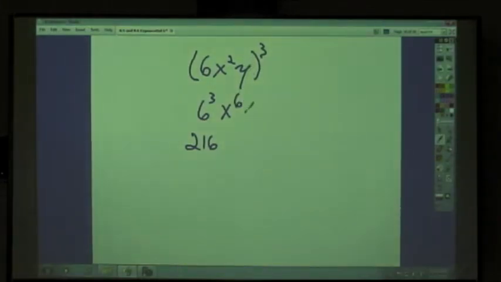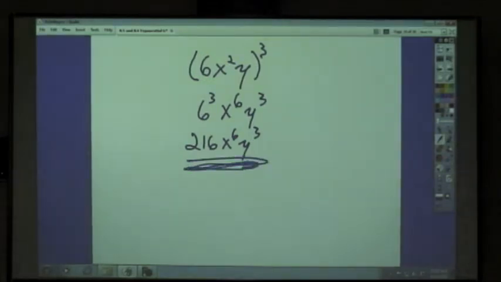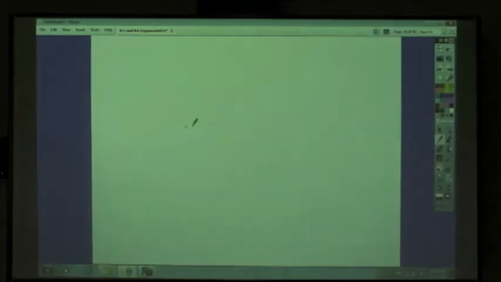Then you raise the y to the third power. And so you just bring those down beside the 216, and that's all you can do. There are no like bases to multiply. That is all you can do to simplify that. So that would be considered simplified. And so on the first problems on the quiz, that's what you're going to be doing, is simplifying using some of these properties of exponents. Okay, so let's look at a couple more.